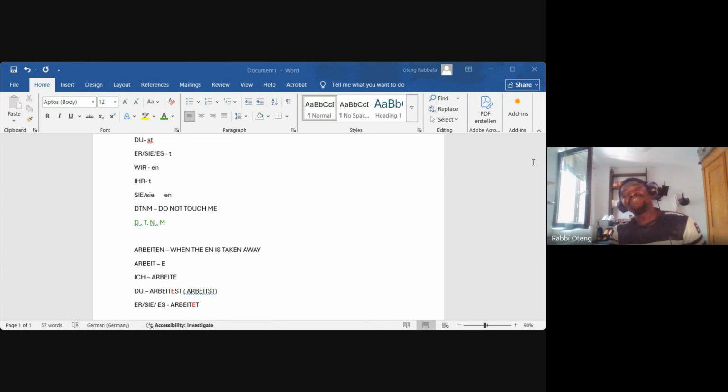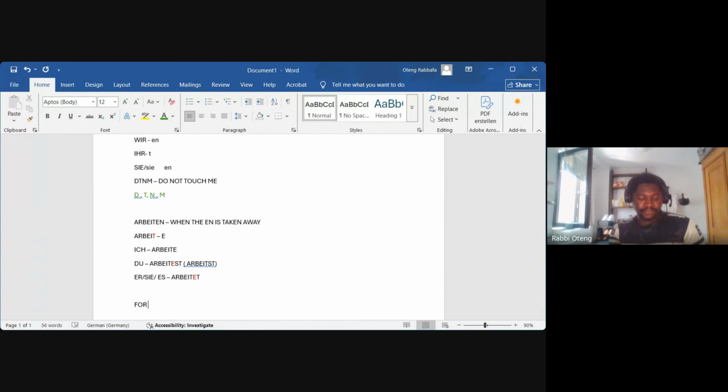Okay, so verbs whose verb stem ends with D or T, you bring an E, but it's only for those consonants. Whenever you see a stem that ends with D or T, add an E before your conjugational endings. Add an E.